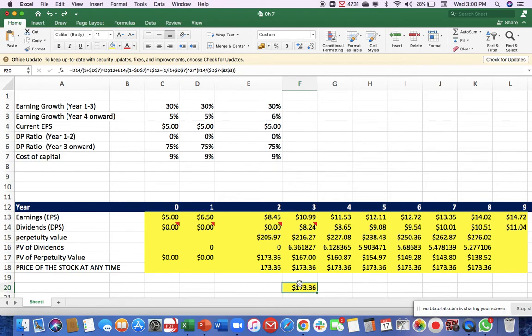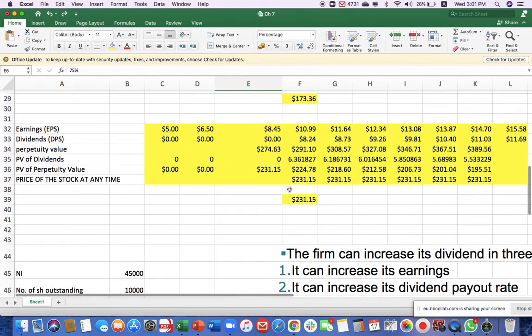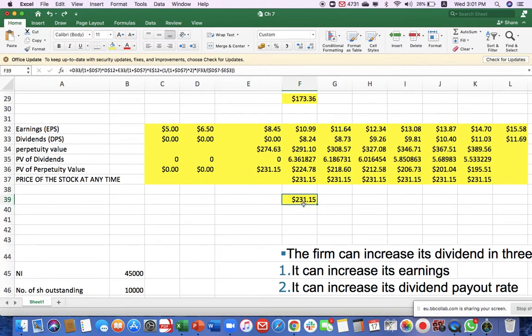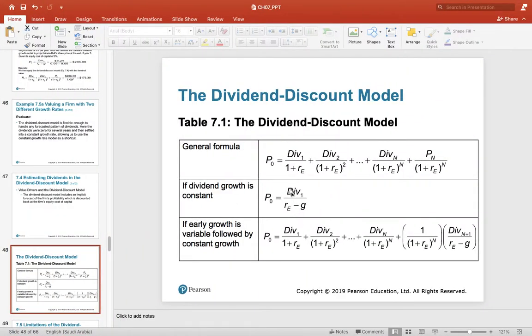In the second one, 30%, 5% earnings growth, $5 is the current EPS, but the payout ratio is the same. But in the third one, we made the earnings growth 6% and the payout ratio 75%. Accordingly, here are the changes. So just go to the PowerPoint, please. These are the three different models we use.